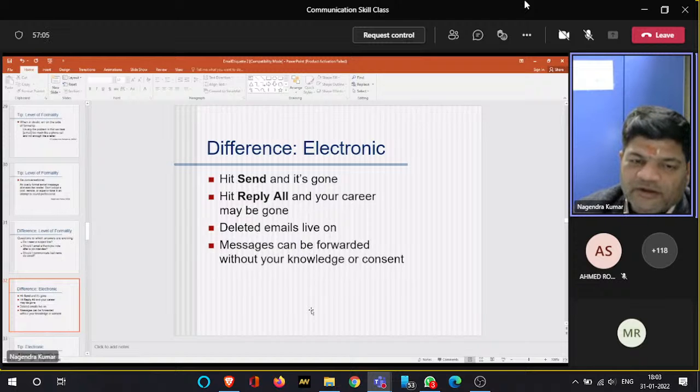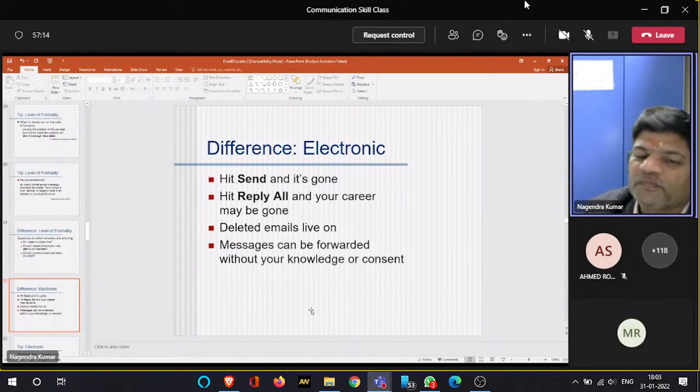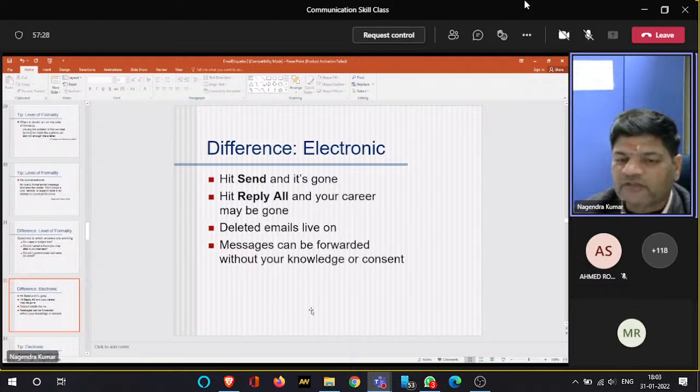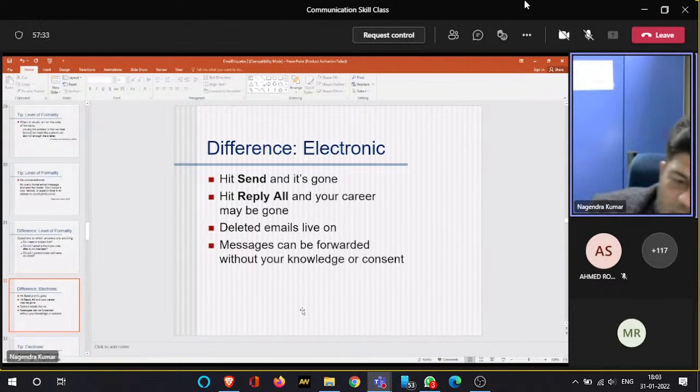And believe that deleted emails live on because they are still there in the database. And also know that your messages can be forwarded to any number of people. So if you make one mistake and you believe that you are sending it to one individual, that individual can forward it to hundreds, thousands of people. And he or she would not take your permission or consent for that.